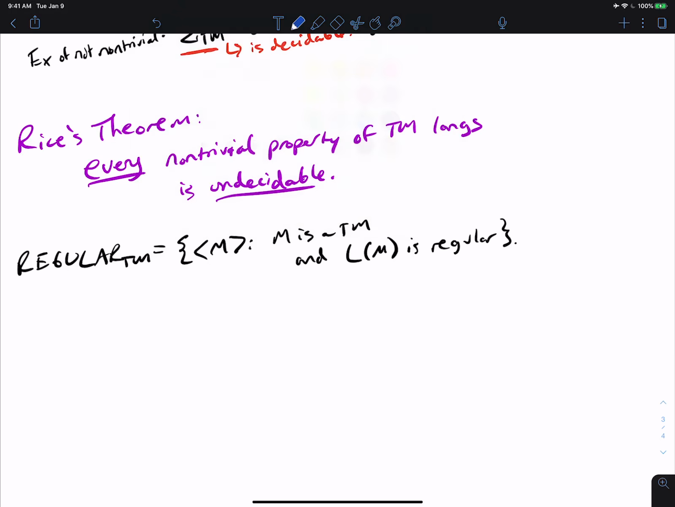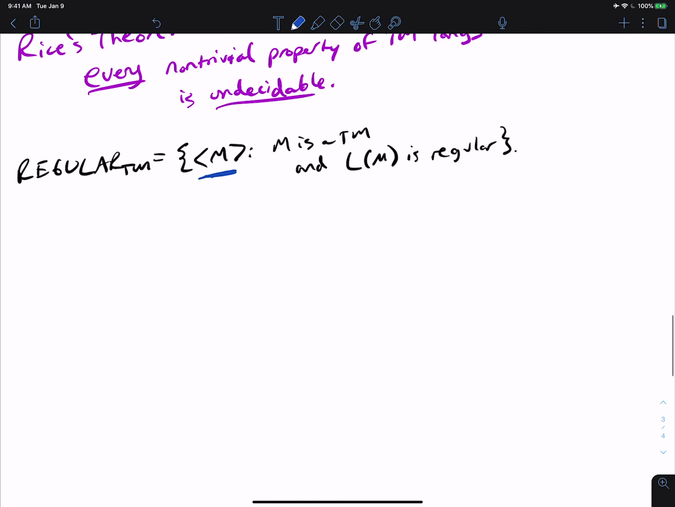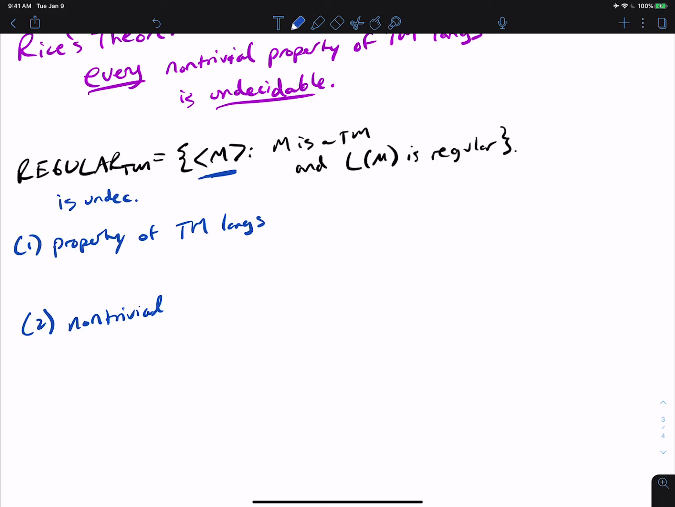So right off the bat, it seems like we could apply it for regular TM. So how do we actually prove that this is undecidable? What we have to do is show 2 things: 1, that it's a property of Turing machine languages, and 2, that it's a non-trivial property. Then once we prove those 2, by Rice's theorem, regular TM is undecidable.